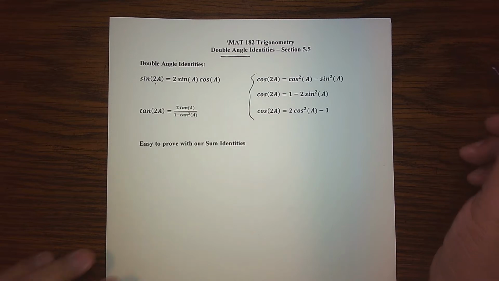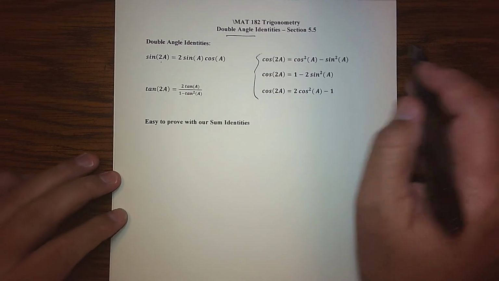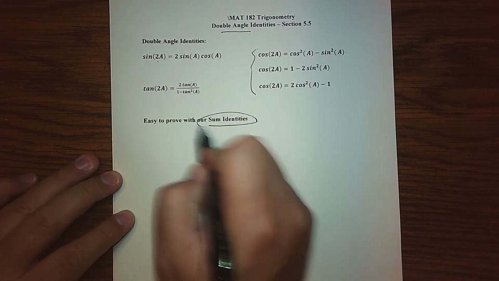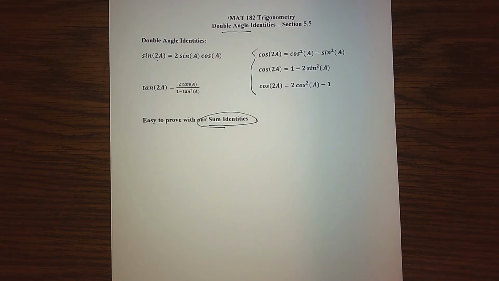So let me go ahead, rather than playing around with them and showing you the video, I'll go ahead and prove these ones, because we basically just use our sum identities to get the job done with regard to these functions.